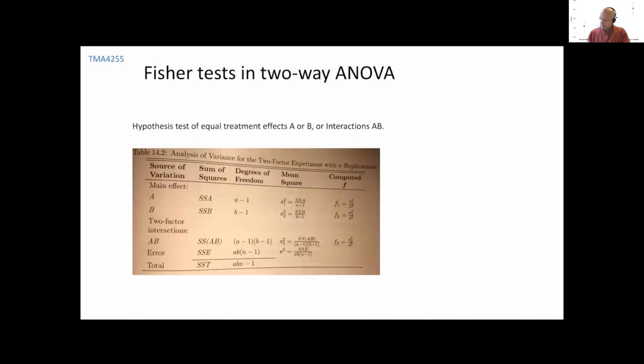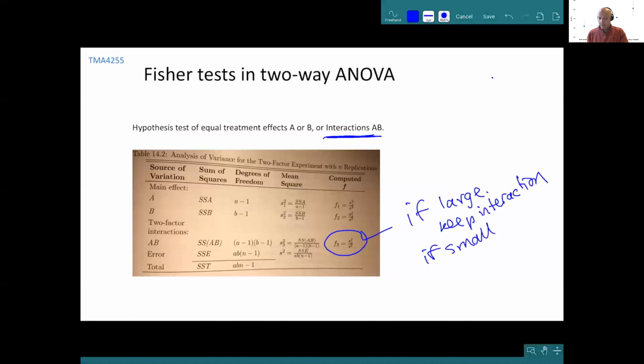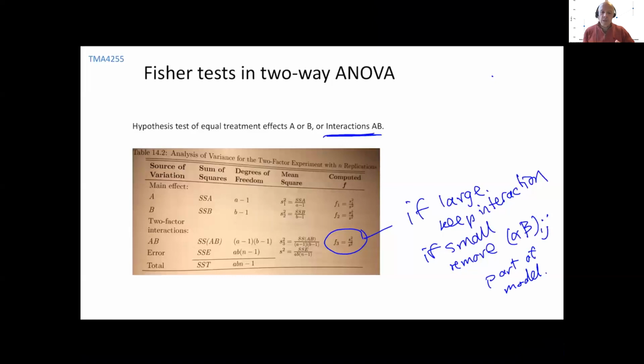And as I said, we would in most cases be interested in checking this. So that means checking if this one is surprisingly large. So if this is large, then you keep interaction terms. If this is small, that means a hypothesis about 0 interaction cannot be rejected, then we maybe remove the alpha beta ij part of the model. We say there are no interactions. Interactions are not required here. We only have the main effects.